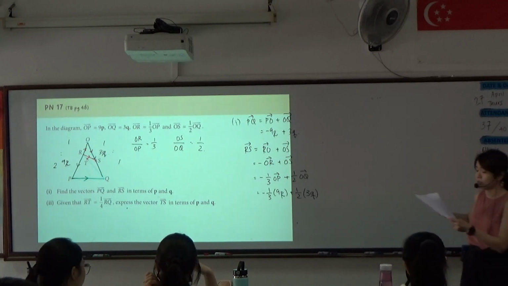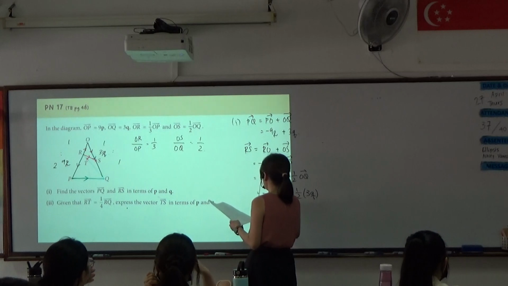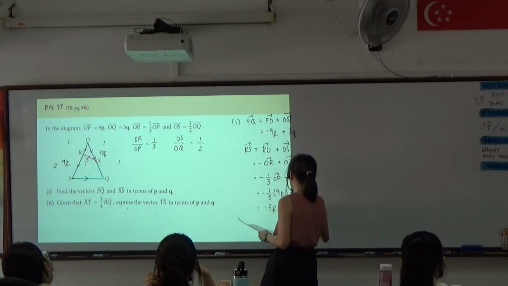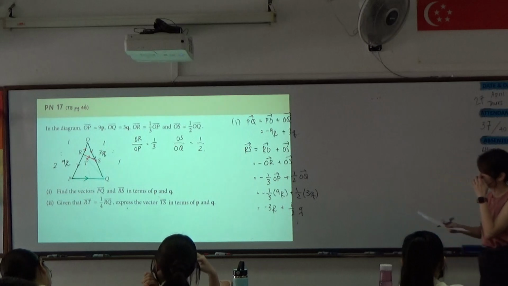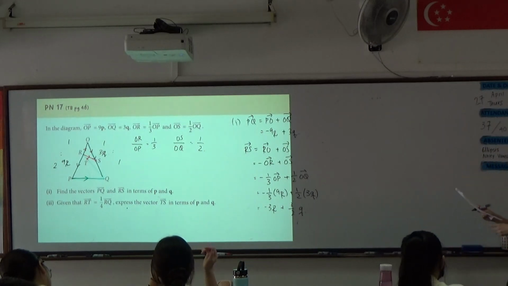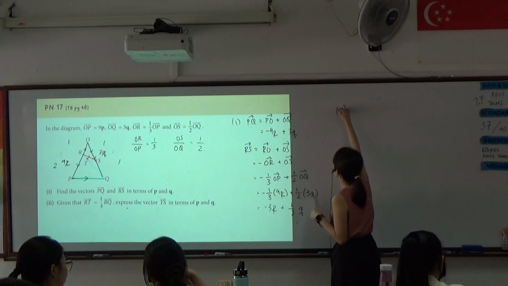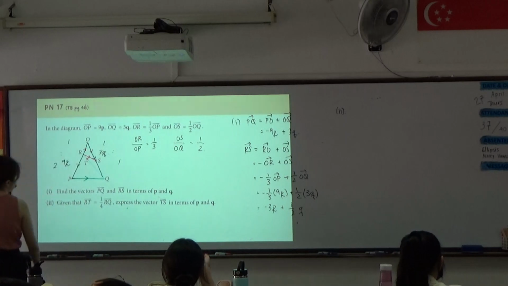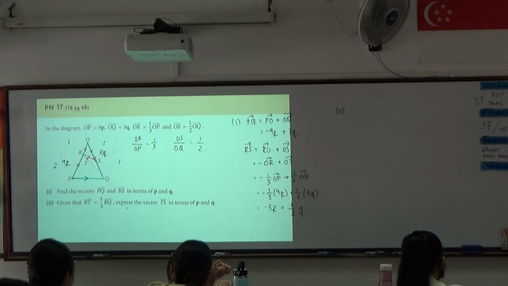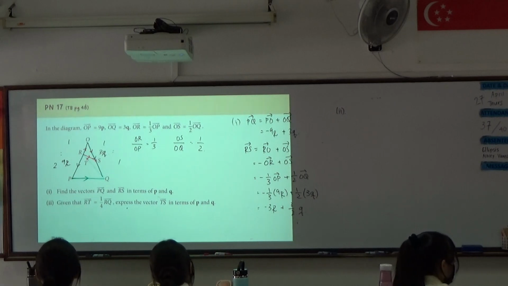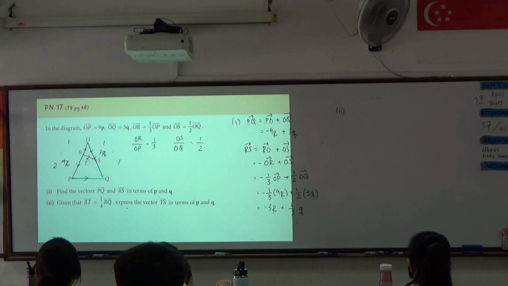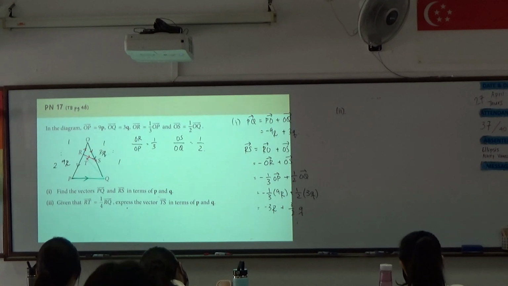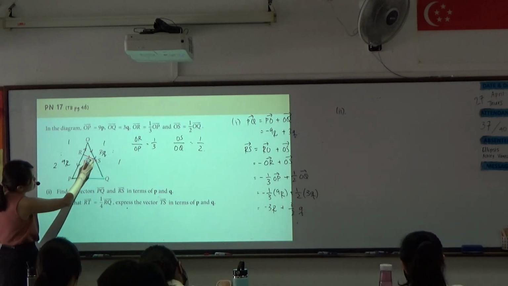Okay, then of course we must always simplify our vectors. Negative 3P plus 3 over 2Q. Then for part 2, we want to find out what is TS. TS is this vector here.